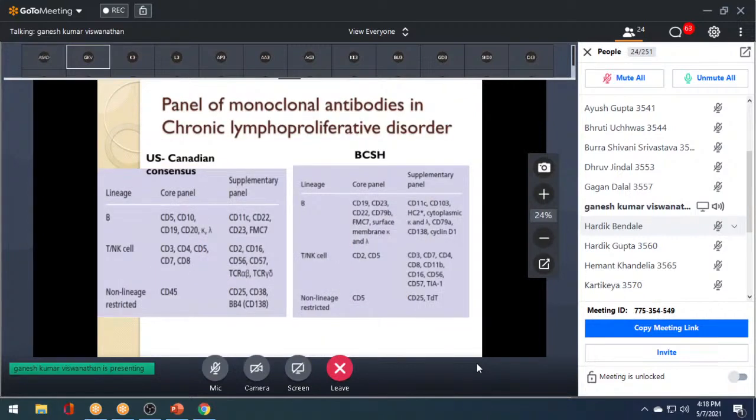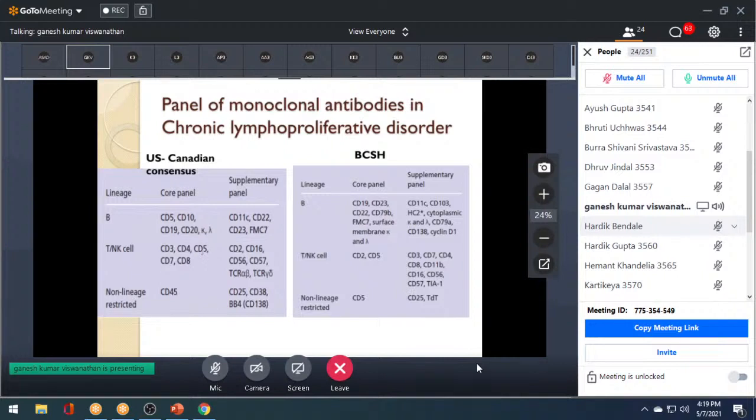So in flow cytometry or in immunohistochemistry, we use certain markers to classify this. So what are these markers and how do we use them? We use markers to classify whether it is B or T cell. So B cell, what are the B cell markers? CD19, 20, 10, etc. And the T and NK cell markers are CD3, 7, 8, etc.